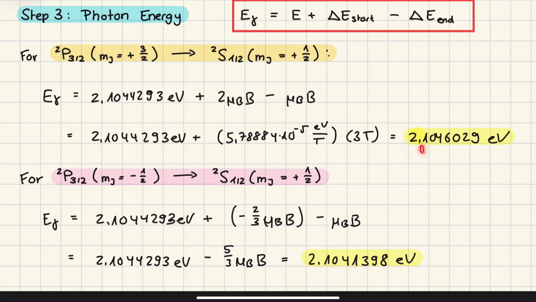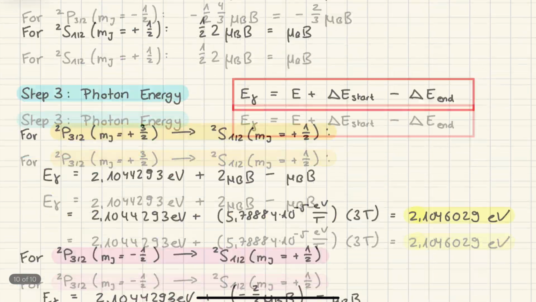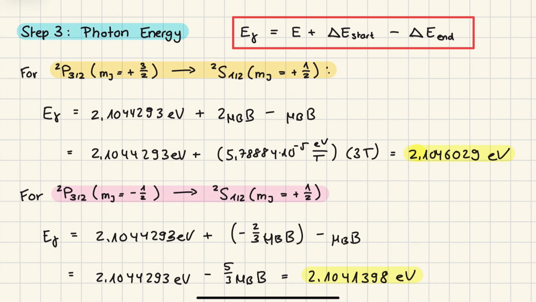And as we can see, this value is smaller than this value, because here we have 1041 and here we have 1046. Of course, the difference is tiny, like small fractions of an electron volt, and that's why I emphasized that this diagram here is not drawn to scale. But despite that, we can see that this energy difference is smaller than this energy difference, which is exactly the result we got.